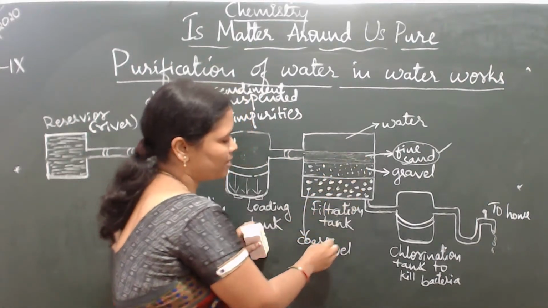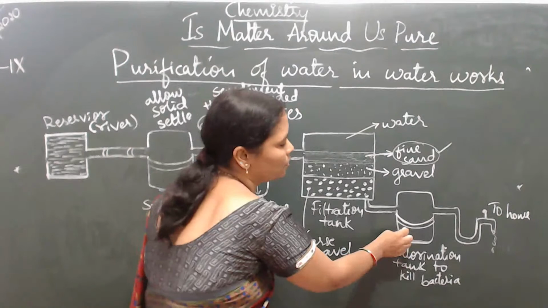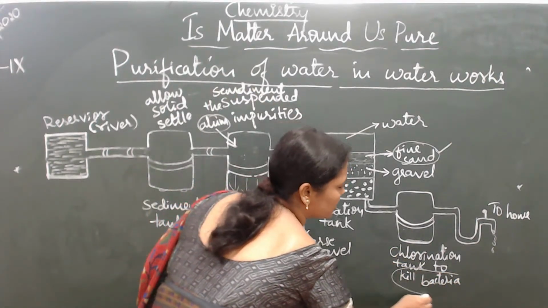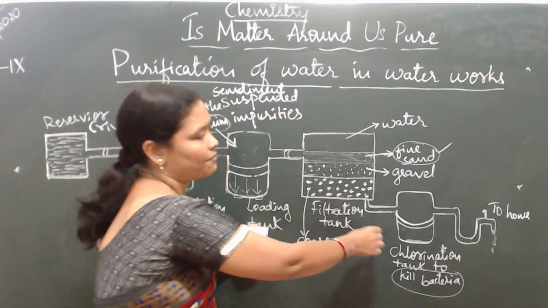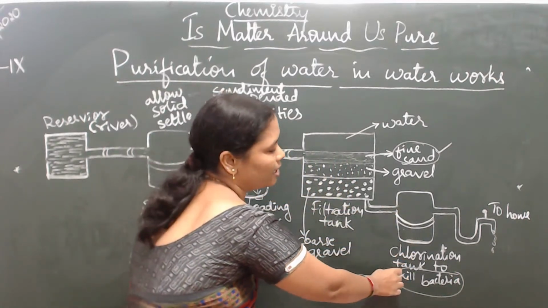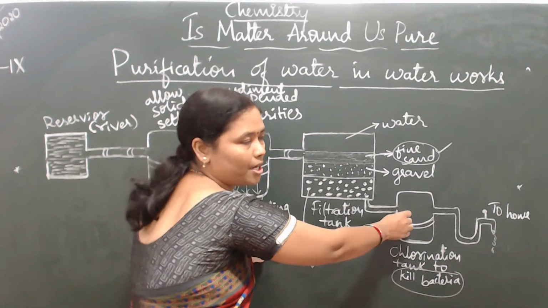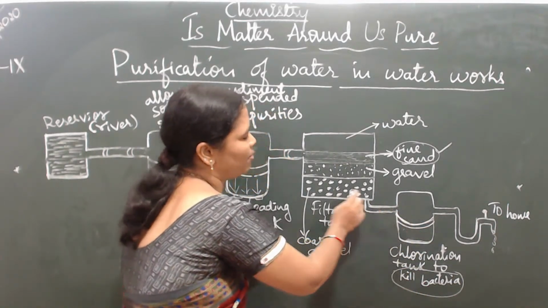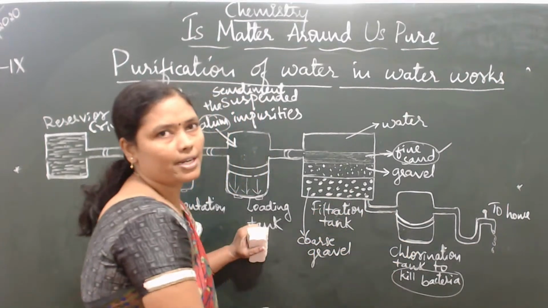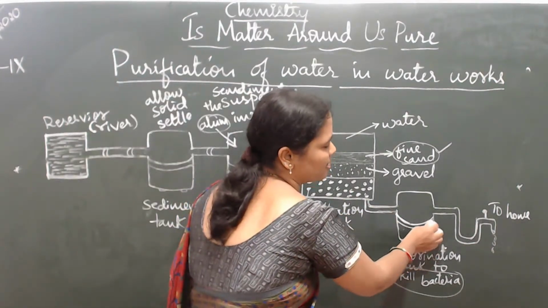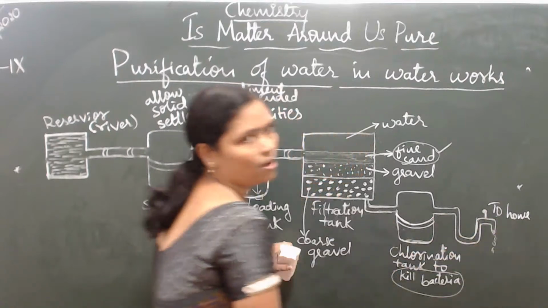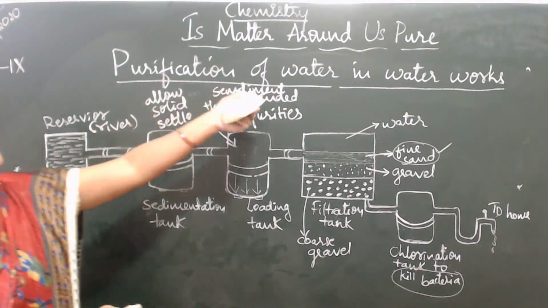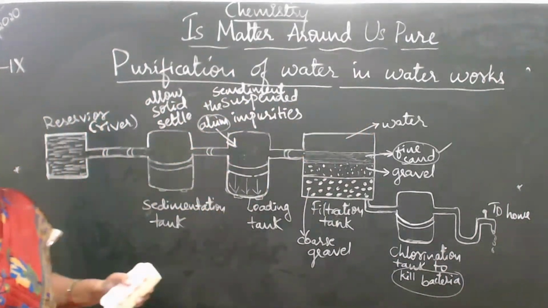And the water from this filtration tank is passed to a chlorination tank, where the bacteria that are left are killed by adding bleaching powder in this tank. The bacteria are killed here, and after this, the water is supplied to homes. Okay, so this is how we can purify water from the water works.